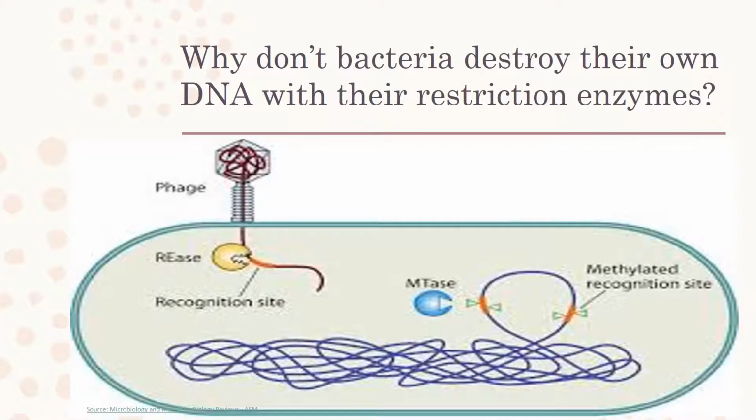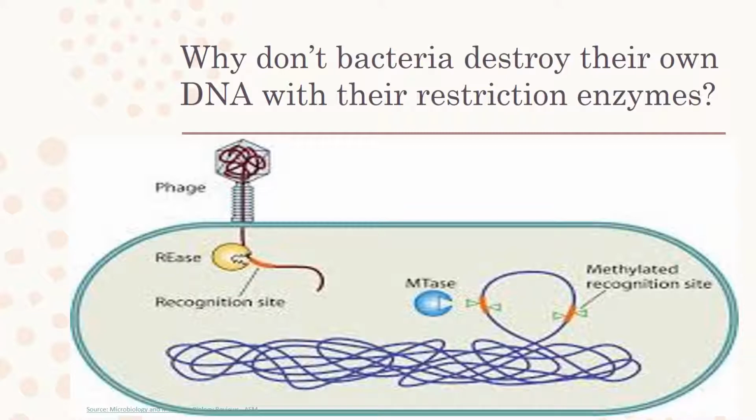Why don't the bacteria destroy their own DNA with their restriction enzymes? The answer is that bacteria have restriction enzymes, also called restriction endonucleases. The function of the restriction endonucleases is to cut the double-stranded DNA at a specific point into fragments. Interestingly, restriction enzymes do not cleave their own DNA. Why does this happen? There are two specific reasons behind this. The first one is that the recognition sequence normally does not exist in the bacterial DNA.